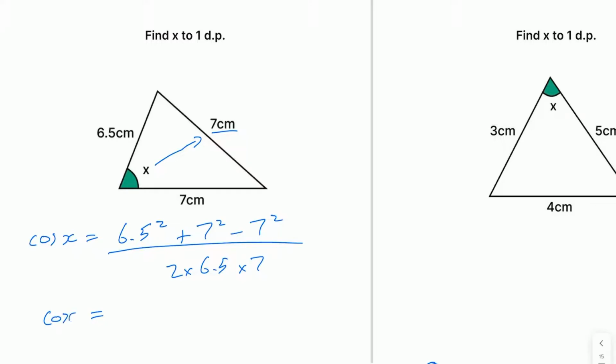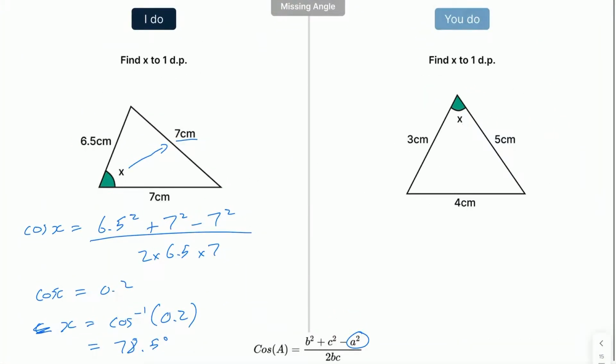So in this case, we have cos x is equal to 0.2. And then in your calculator, you do x is equal to the inverse of cos, and that gives you 78.5 degrees to 1 decimal place. So press pause and have a go at the example on the right.